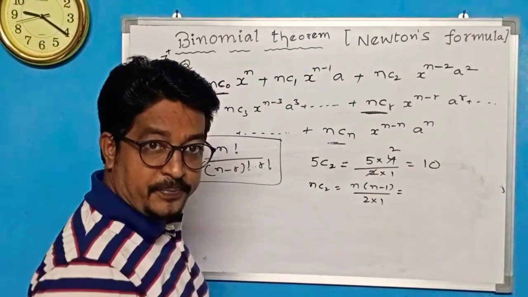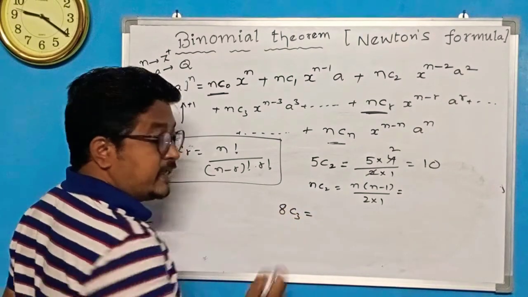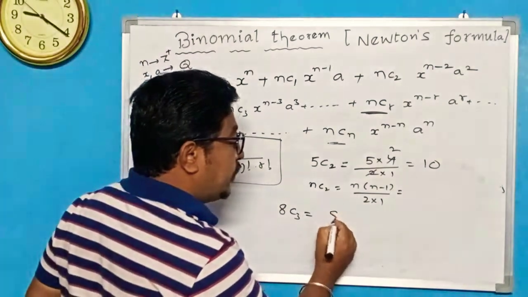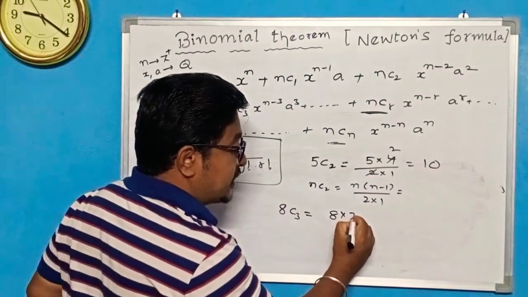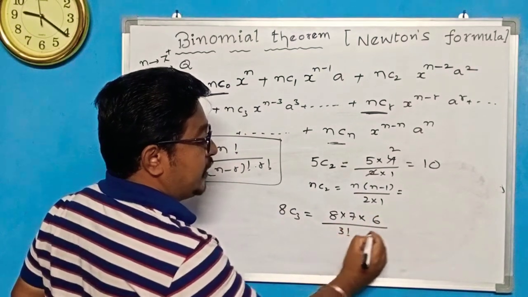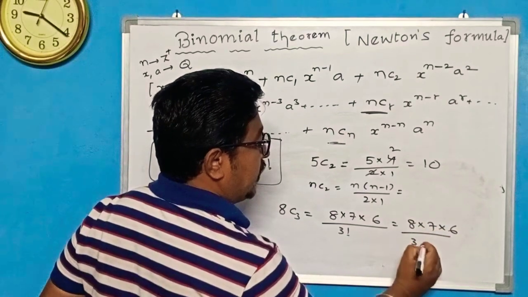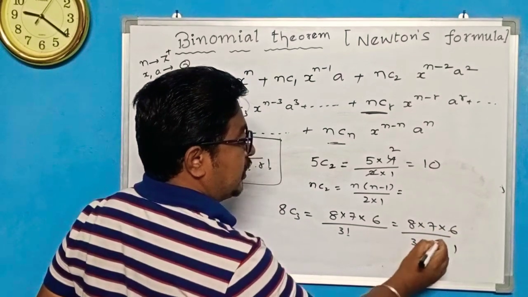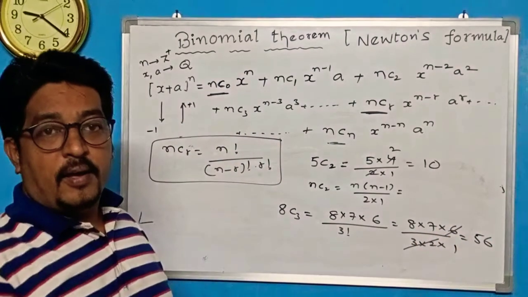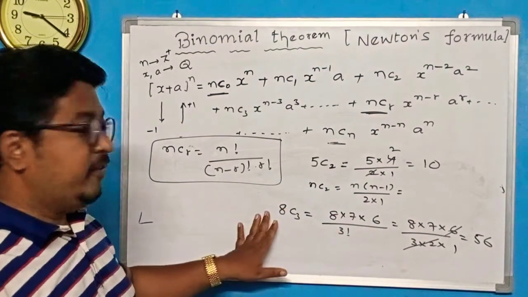This is the concept. For example, you want to find 8C3. 8C3 means 8 going 3 steps back: 8 into the next step 7 into 6 by 3 factorial. 3 factorial means 3 into 2 into 1, so 3 2s are 6, 6 cancels, and 8 7s are 56. This is how we can apply factorial conditions for convenience.